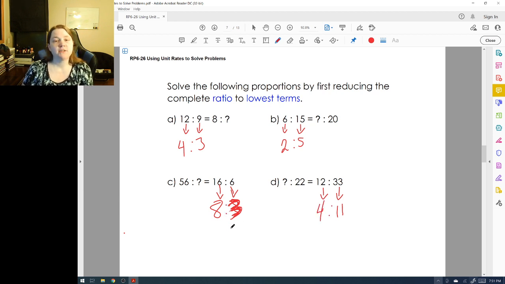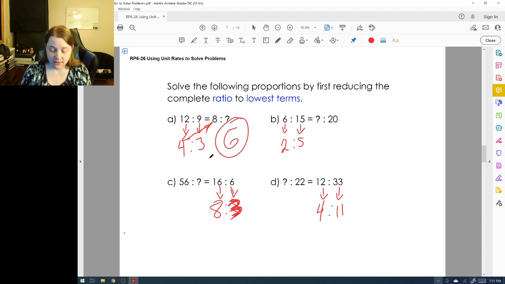And now that we have these new ratios, now we can figure out the other ratio. 4 and 8 are corresponding here. 4 times 2 is 8. 3 times 2 is 6, our answer. This one we have the second number. 5 times 4 is 20. 2 times 4 is 8.